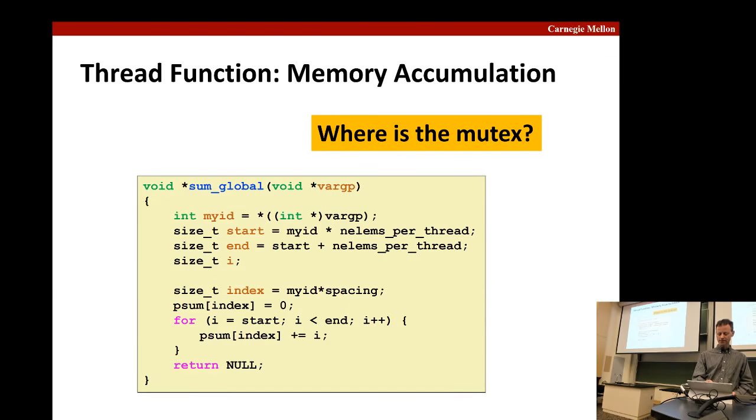Okay, so what does each thread's code look like? Again, it computes a start and an end, and then has the notion of index that, when spacing is 1, is kind of what you were expecting before. And it just runs through its list and does all the sums, but it does it on something where it has its own index. So it's accumulating in a part of the p sum array that no other thread is also computing in.